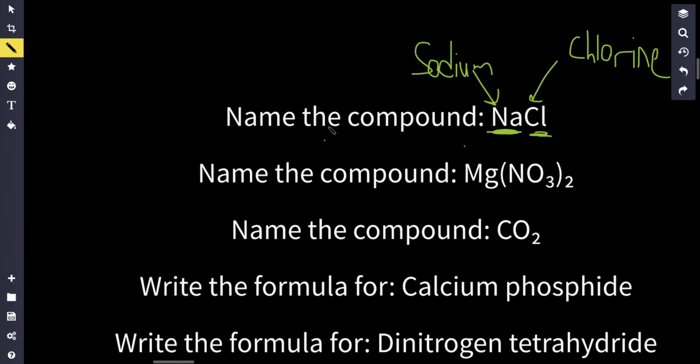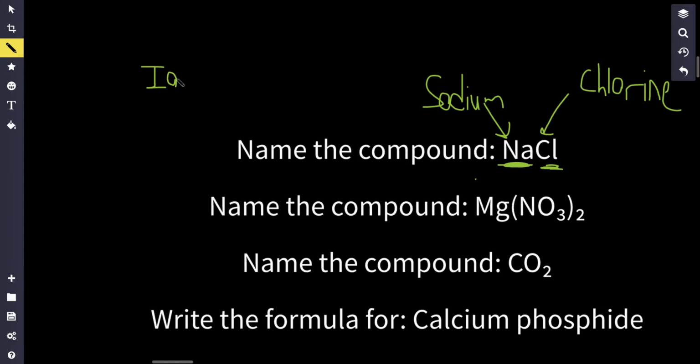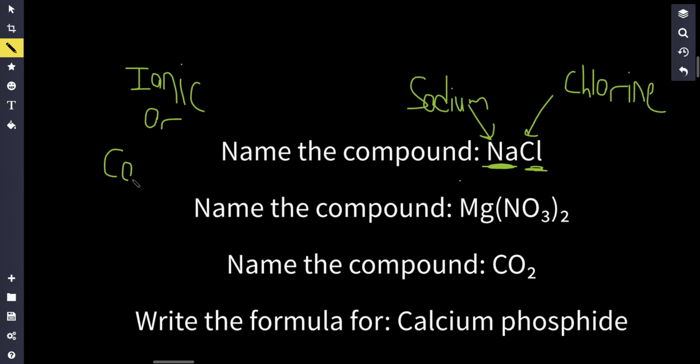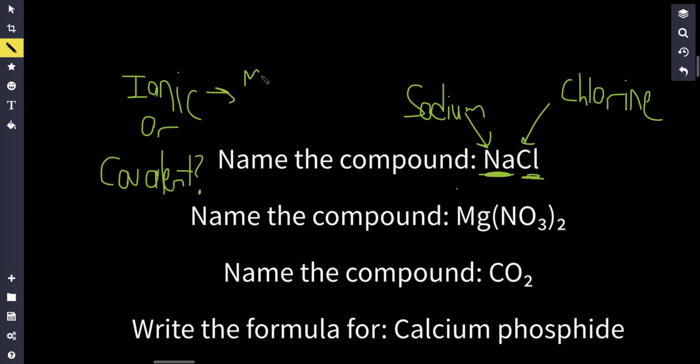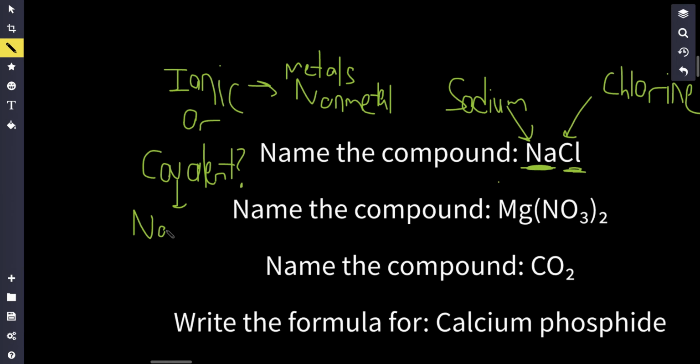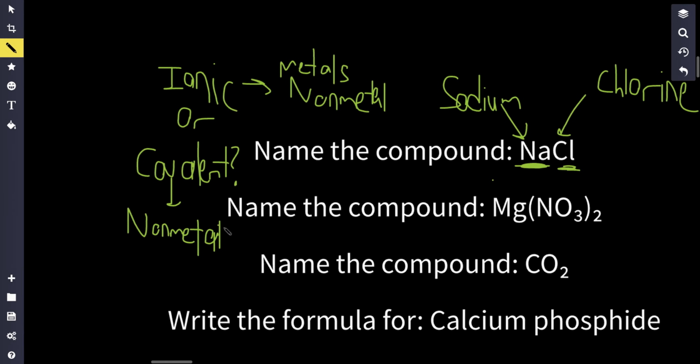All right, so how do we name this? First of all, after identifying what elements you're dealing with, you have to ask yourself, is this an ionic or is this a covalent compound? Ionic compounds are created between metals and nonmetals, while covalent compounds are just nonmetals. Sometimes it can be semi-metals, but we're going to get into that later, so don't worry. For now, just know that a covalent compound is only made up of nonmetals. In an ionic compound, there's a metal and there's a nonmetal.